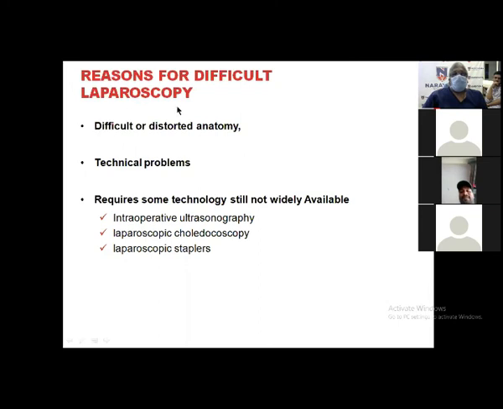With difficult and distorted anatomy, intraoperative ultrasonogram is not a very big issue, you can still do it. Laparoscopic cholangioscopy is available in very few centers. The person must be very conversant with it and must be able to interpret it, and it requires laparoscopic staplers if you are not good at intracorporeal suturing.